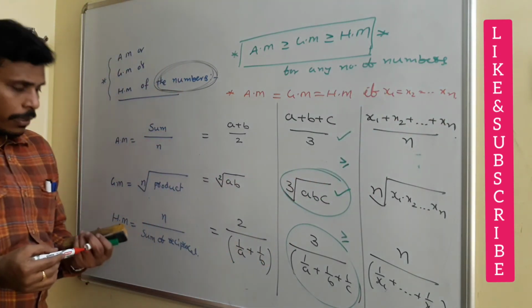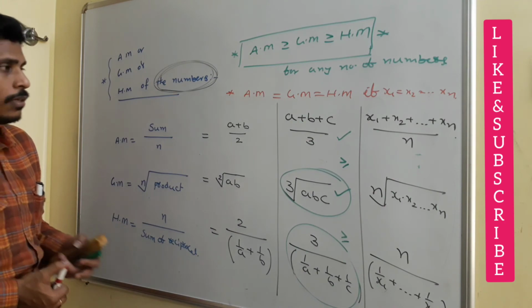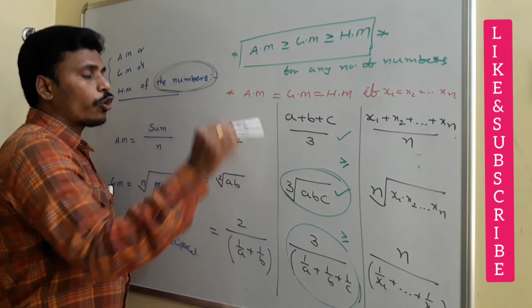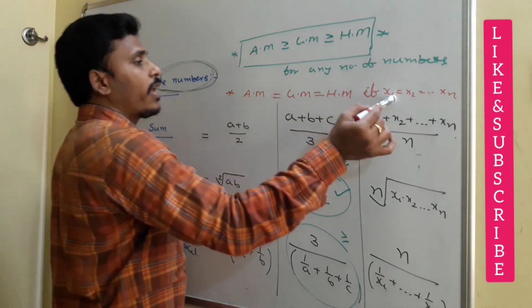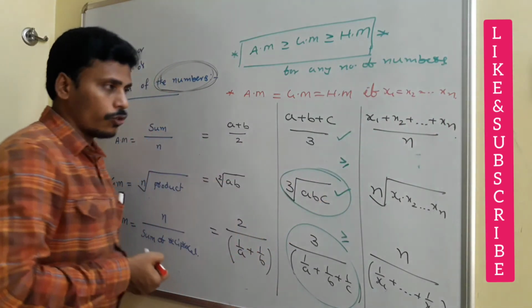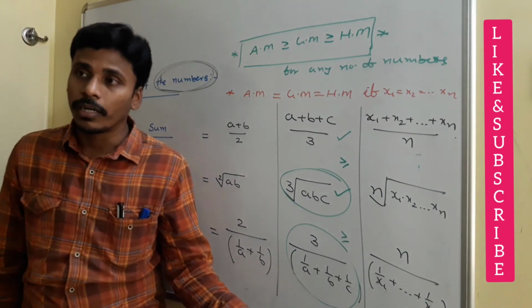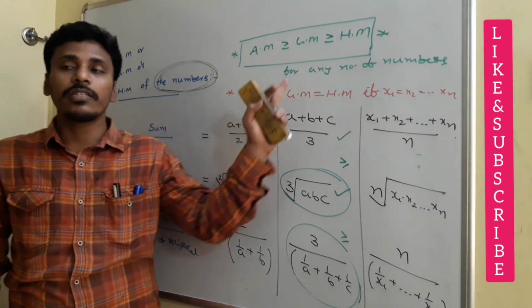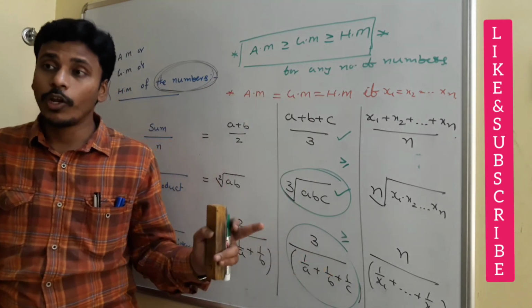Look at the numbers, how many are involved in that case. If it involves 3 numbers, a is equals to b is equals to c. If the question involves 4 numbers, then a is equals to b is equals to c is equals to d. If the question is about n numbers, then all those n numbers are equal. Then in that case, those 3 means are equal. Just have a look at this once again.